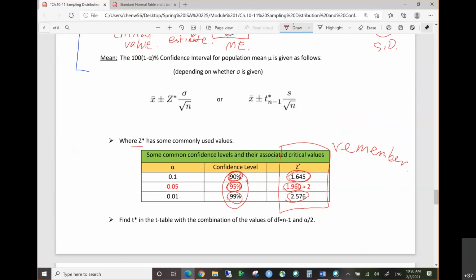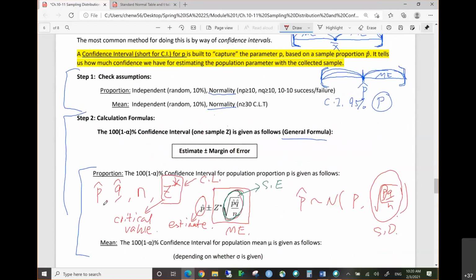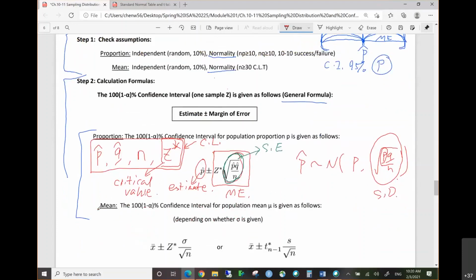All right, so that's it. This is the way you find the z star. That means once you have the confidence level and the sample, you have all the information in this formula. That means you can calculate the confidence interval for the population proportion.